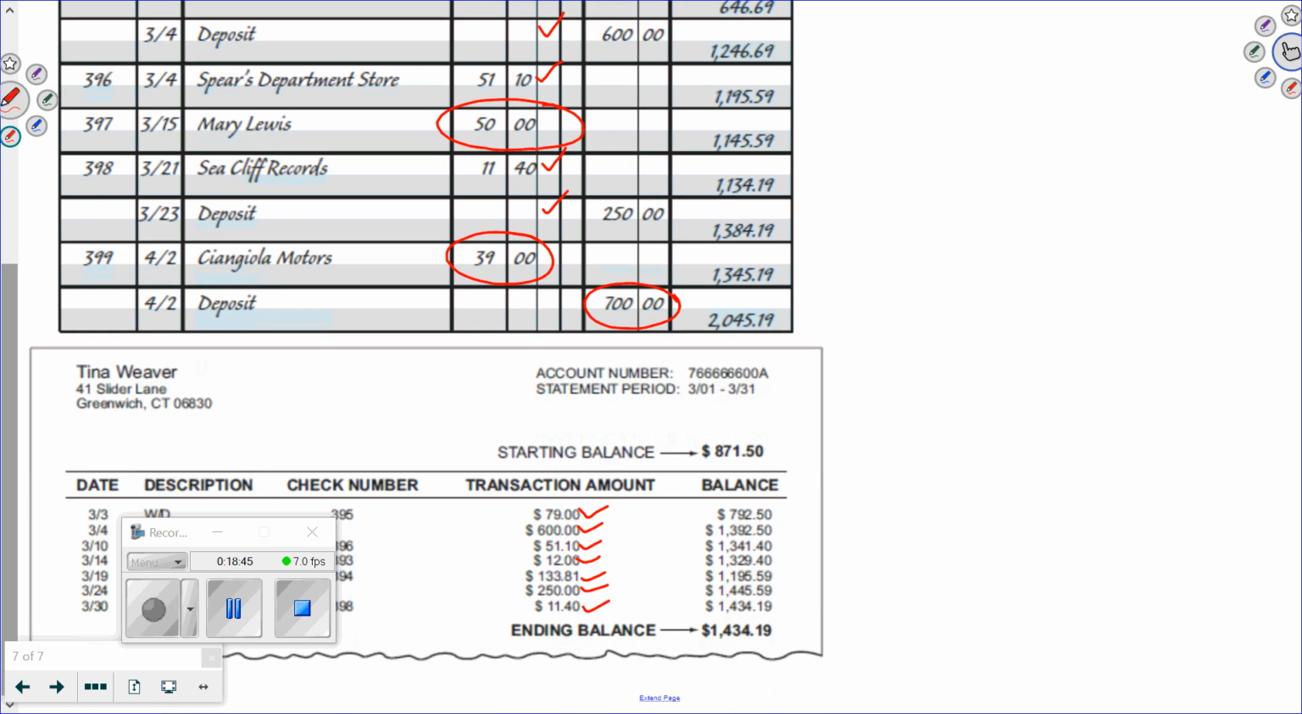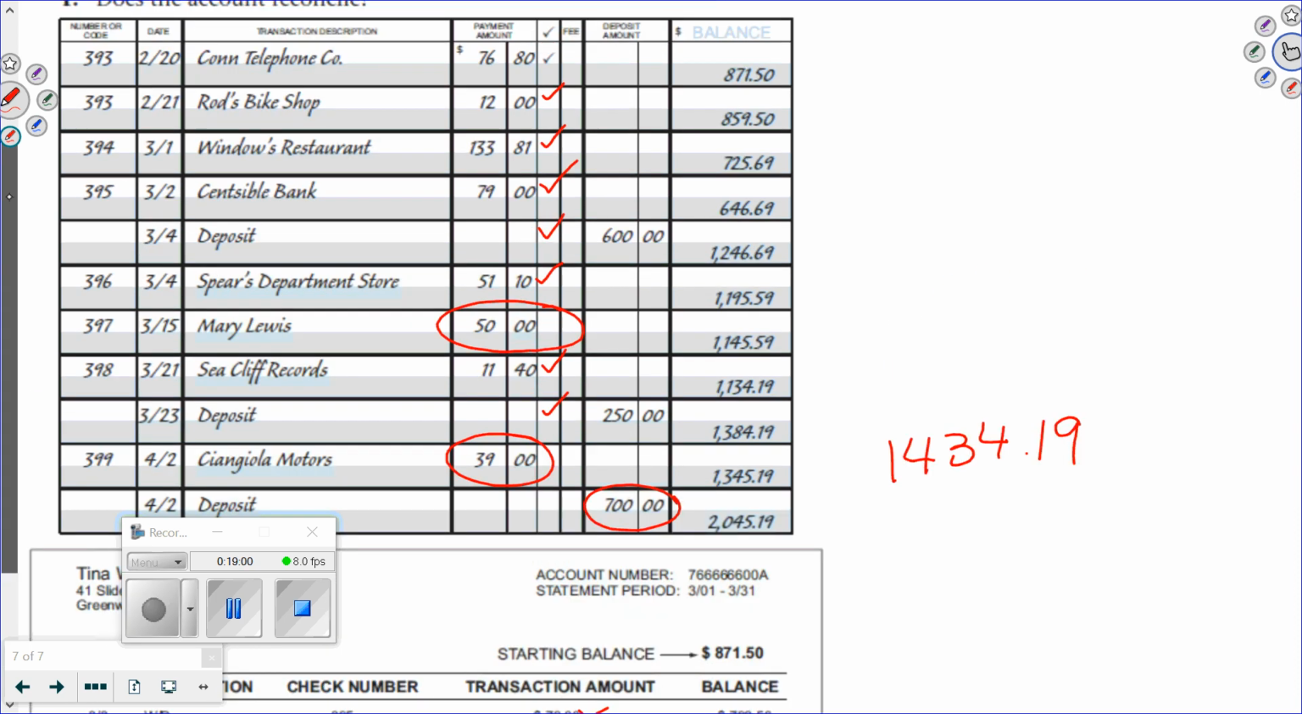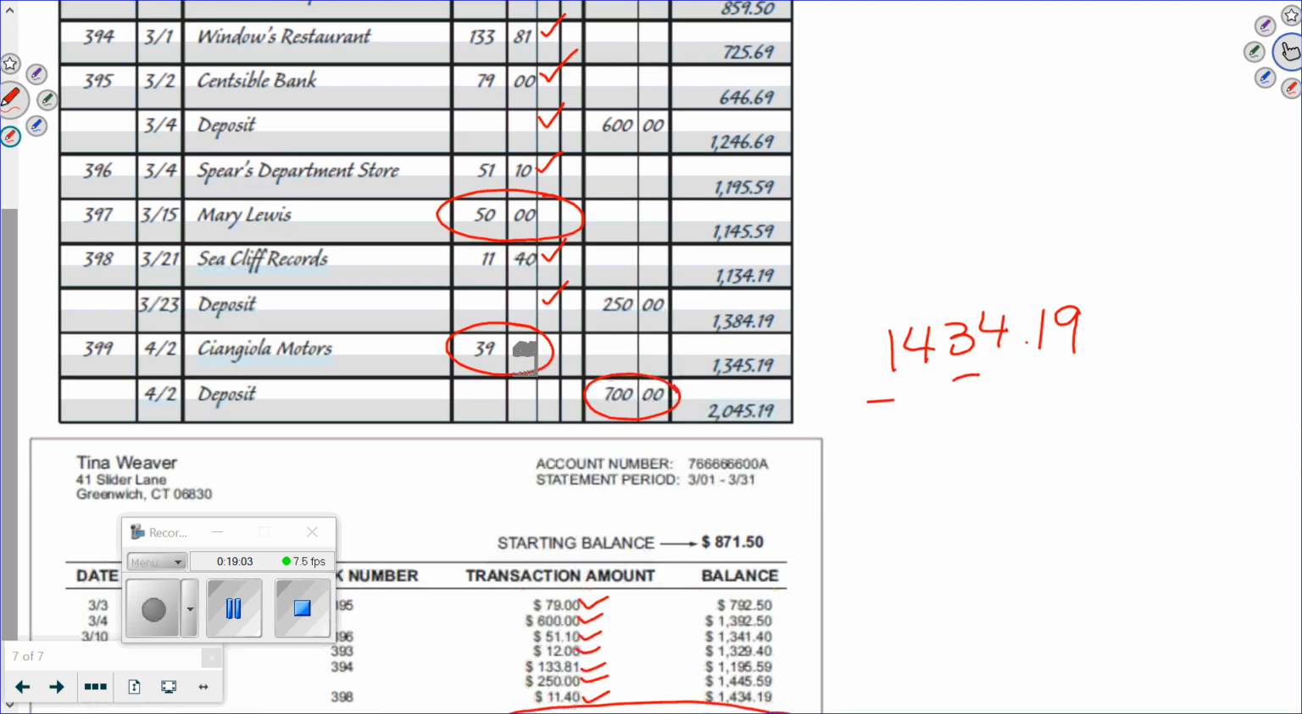All right, what number do I start with? Good. Always start with the ending balance. So 1434.19. Okay. What are we going to do with the 50 and the 39? Were those the only two? Okay. So minus 50, minus 39, and then the 700? Add the 700. $1434.19. Subtract off the things that have not cleared. Add on the 700.